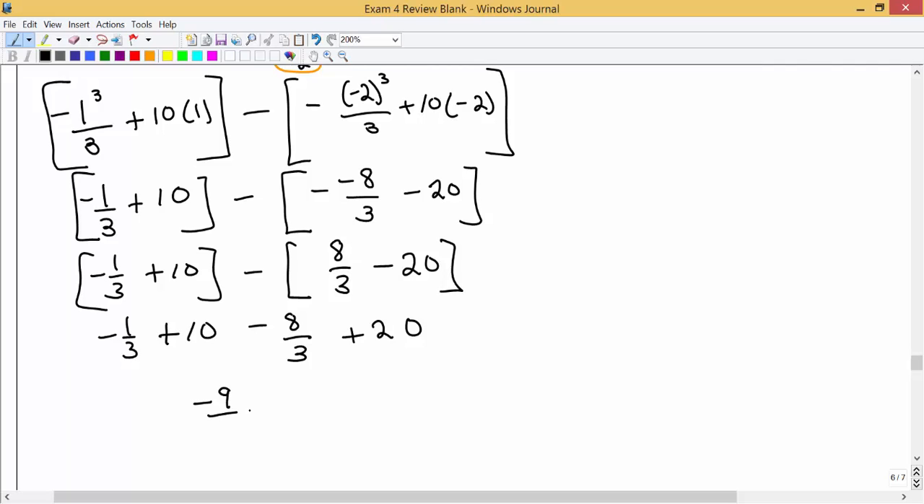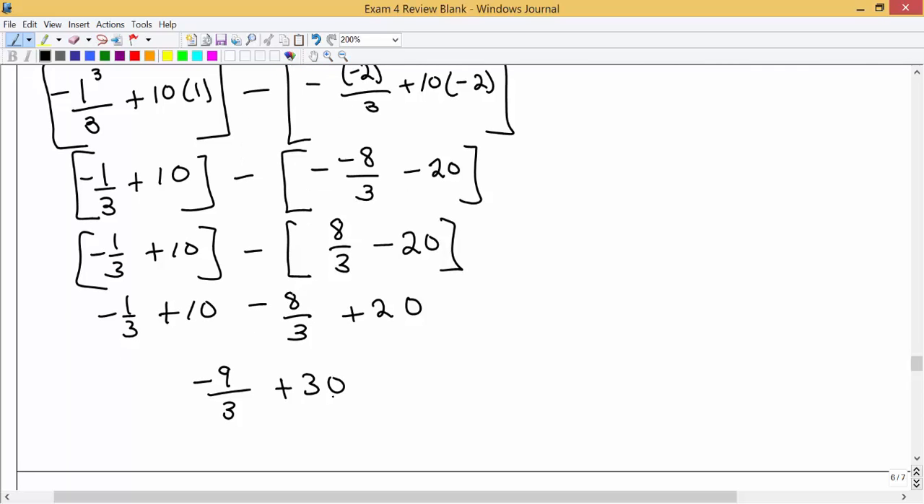So we're going to combine the numerators on top of that common denominator. So we're going to keep our denominator of 3 and combine -1 and -8 to give us -9. That's really nice because we know that's going to simplify. Positive 10 and positive 20, we get a positive 30. So we get -3 plus 30, which gives us a positive 27.